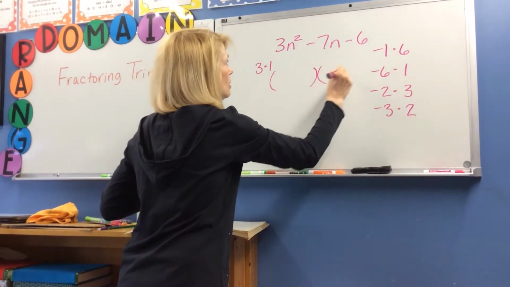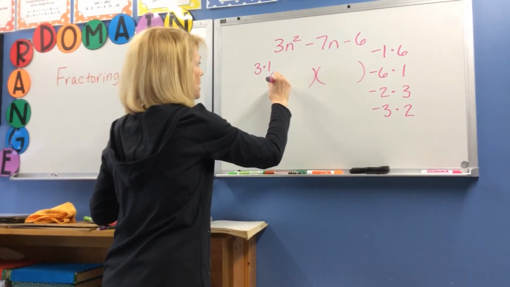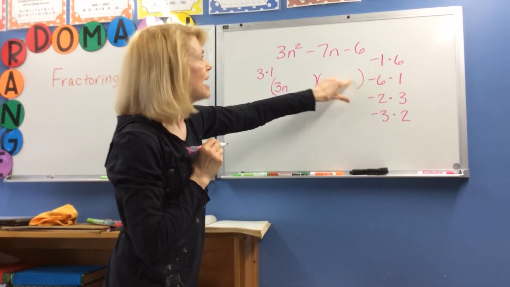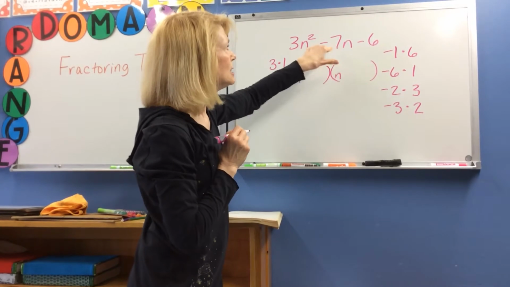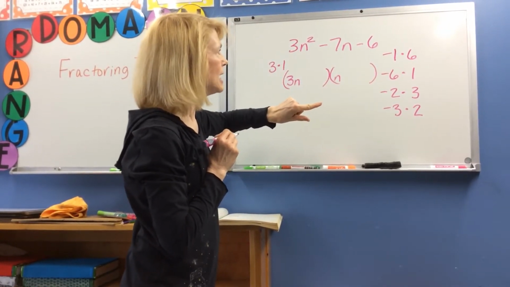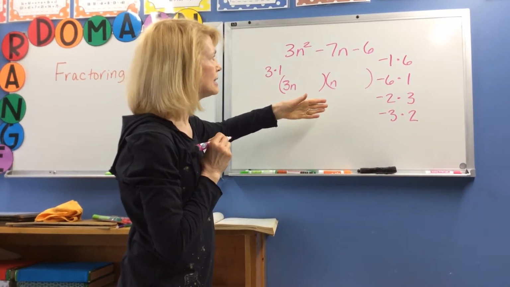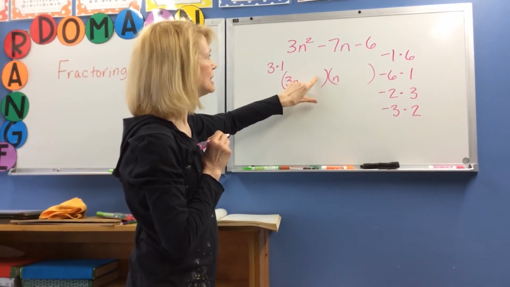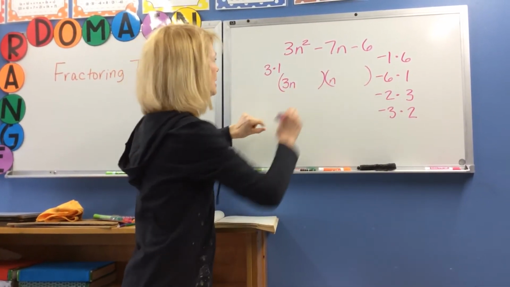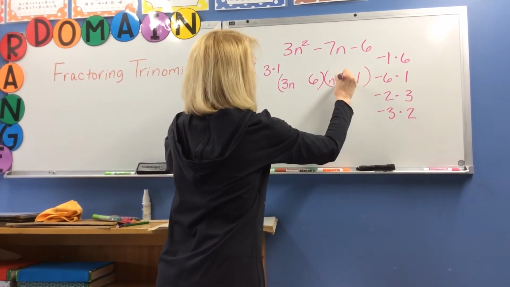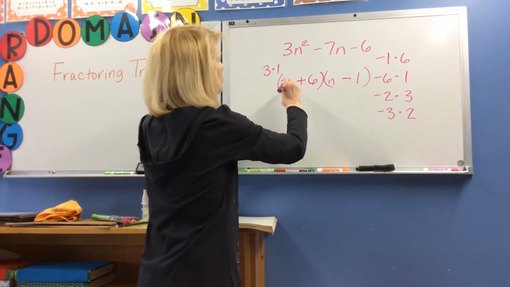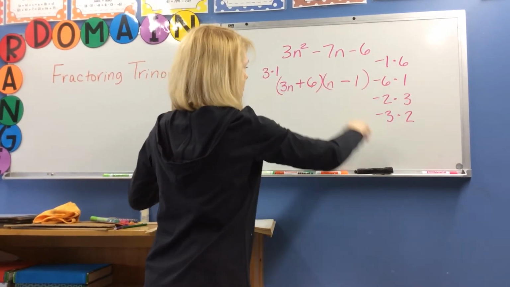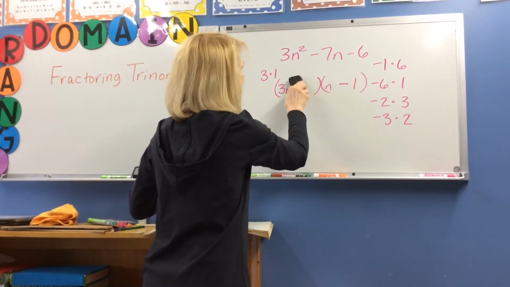But I know that my n term is going to be 3n in one and n in the other one. So now I have to figure out which of these factors go in these 2 spots so that I end up with -7. Okay? So you can just try different things. If I put a 6 here and a 1 here, we'll just stick it in there and see what happens. Then I end up with -3n plus 6n, and my answer would be plus 3n in the middle. So I know that's not it.